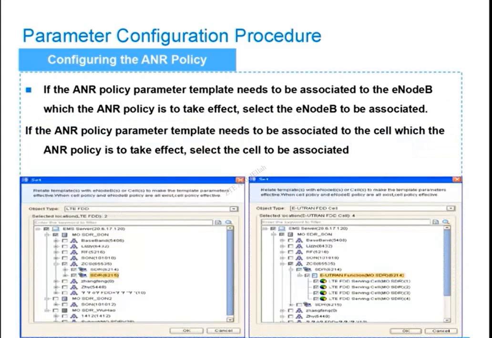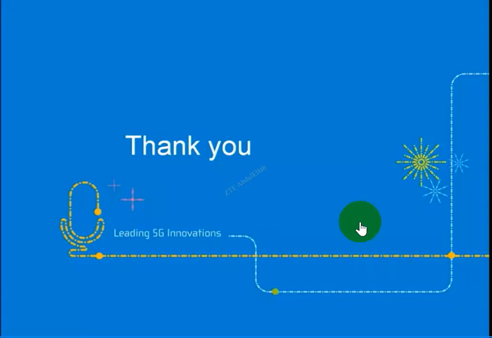If the ANR policy parameter templates need to be associated with the eNodeB on which the ANR policy is to take effect, we will select the eNodeB to be associated. If this parameter needs to be associated with a target cell, we can also associate a target cell. We can set the eNodeB and also the target cells. So that is the configuration.